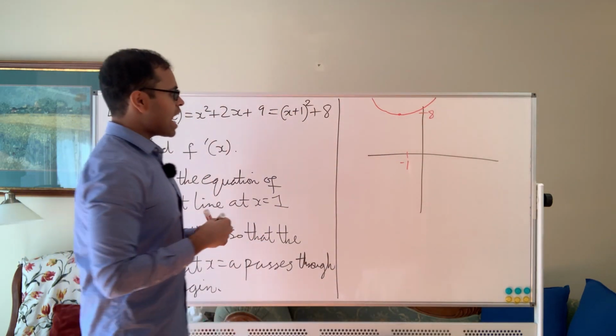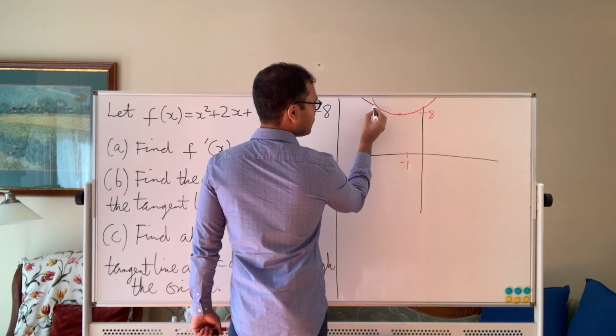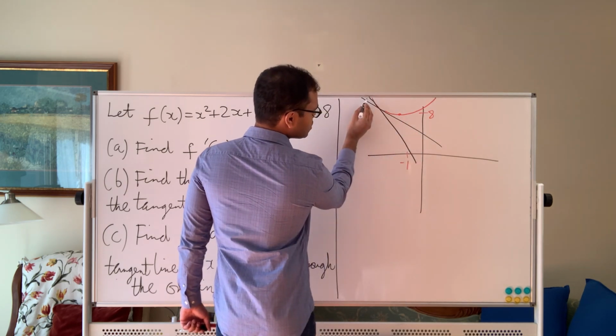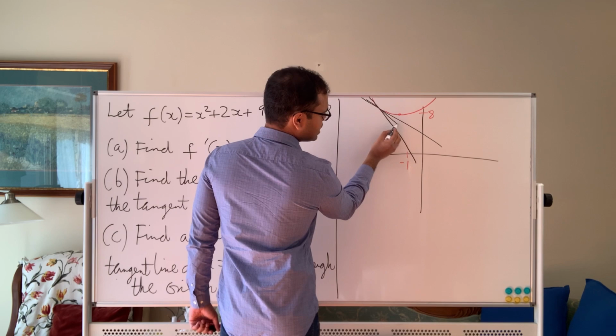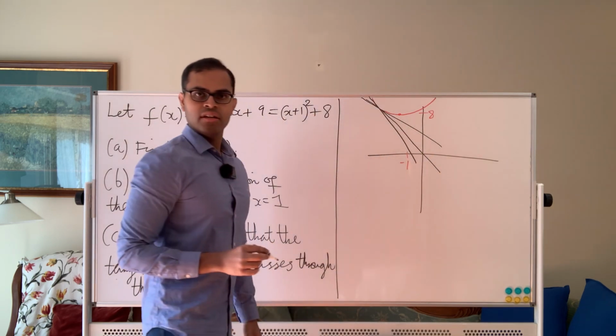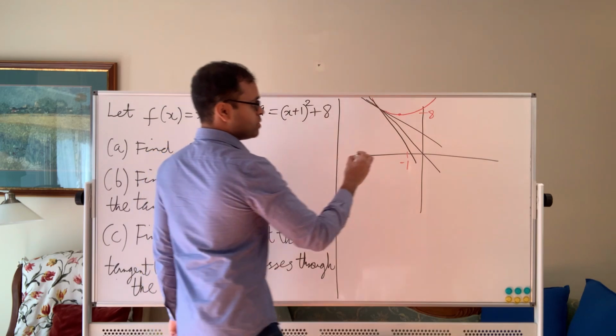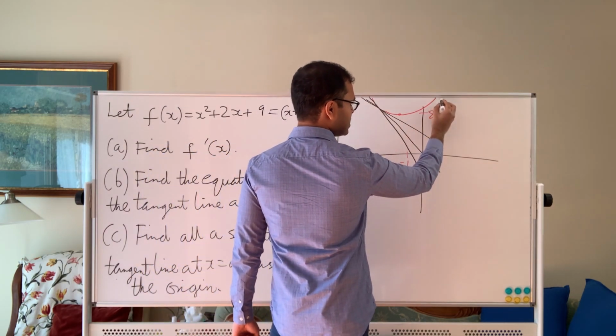You sort of see that as you vary the tangent lines, they're going to go through different points, right? This tangent line is going to go through here. So there's going to be a sweet spot where the tangent line goes through the origin, and we want to find out what that sweet spot is. Similarly, if you think about the other side of the graph, it's the same idea.